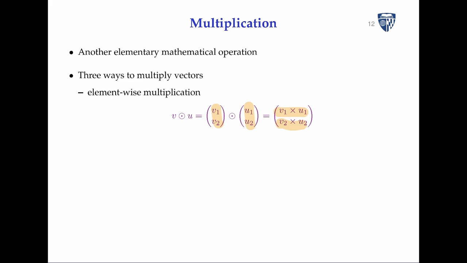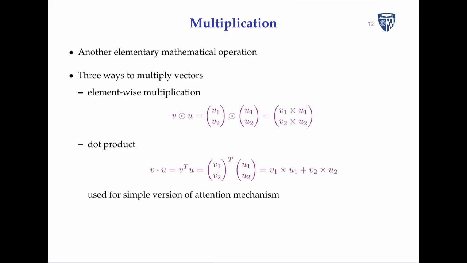Another way to do multiplication is with a dot product. Here we take the two vectors and we take the transpose of one of them, and that gives us, again, v1 times u1, but we add to it the other product. So this results in a single number. This is used in a simple version of the attention mechanism, and we'll come to that in a few slides.